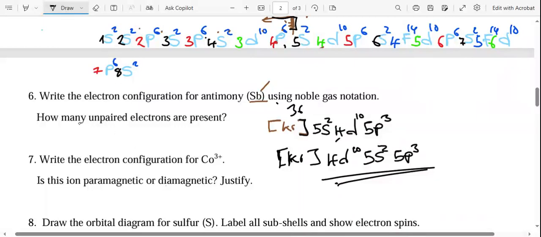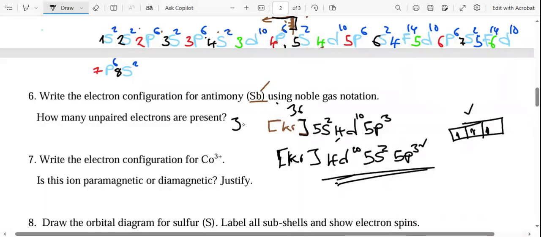So how many unpaired electrons are present? We look at this last shell because everything else is sealed. So in the p, you have seen p looks like this. I've demonstrated the orbitals. So 1, 2. Now there are 3. So 1, 2, they are not paired. There are just 3 in this p orbital. There are supposed to be 6 for it to be filled. So there are 3 unpaired electrons.